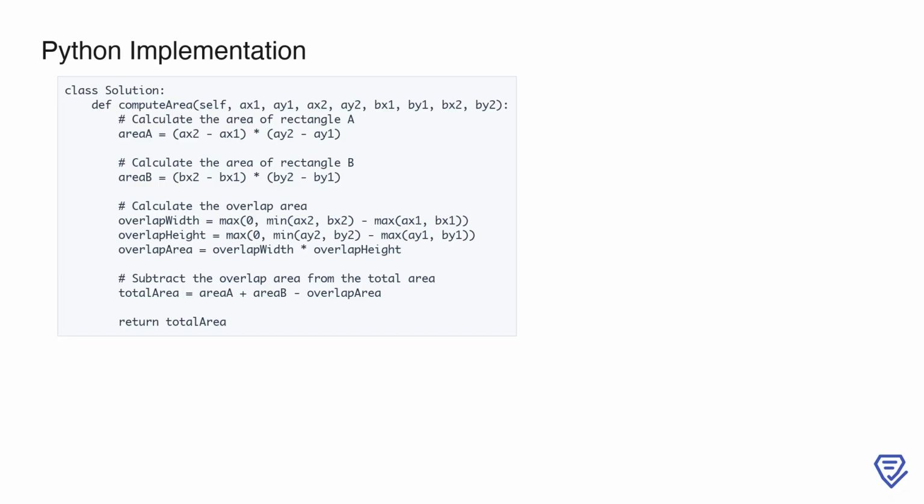This implementation handles edge cases where the rectangles do not overlap at all or overlap only partially. It ensures correctness by using max and min functions to compute the intersection boundaries. The algorithm runs in constant time, O(1), as it involves only arithmetic operations and comparisons.